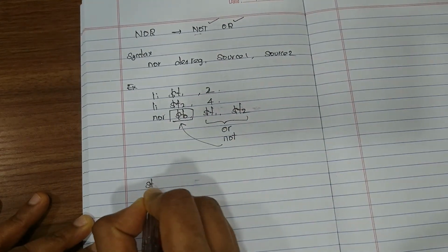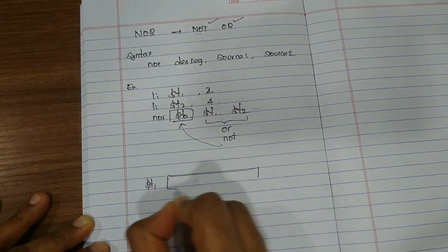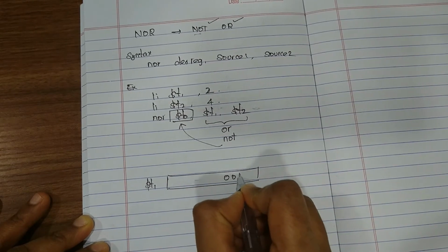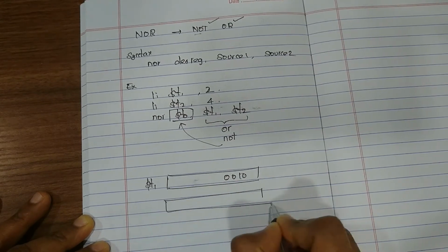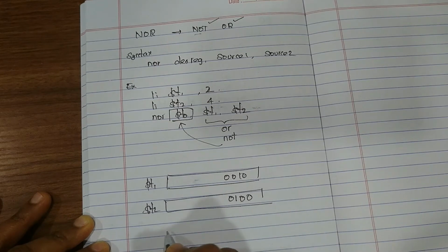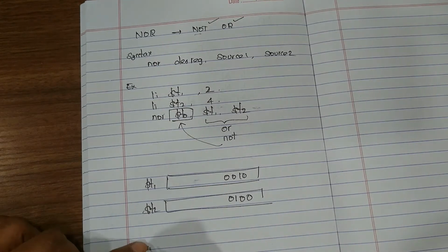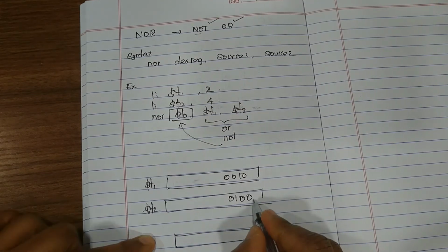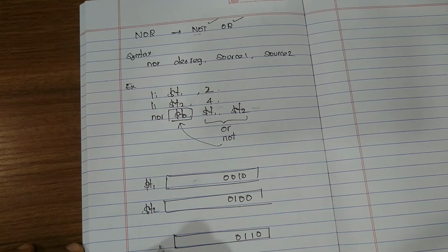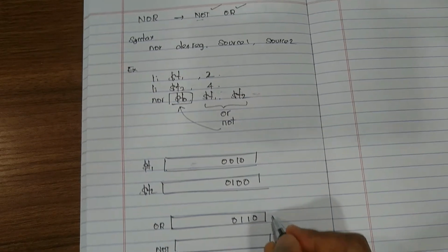Let's look into the operation. Register T1 contains 2, which is 0010. Register T2 contains 4, which is 0100. So what will be register T0? First we need the OR. The OR of these two is 0110. This is the result you got from OR. Now let's do the NOT. NOT means you invert the bits.